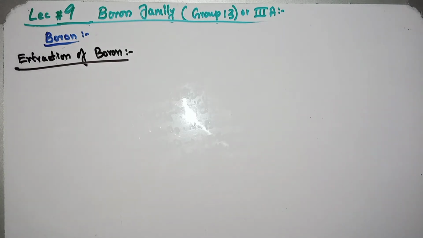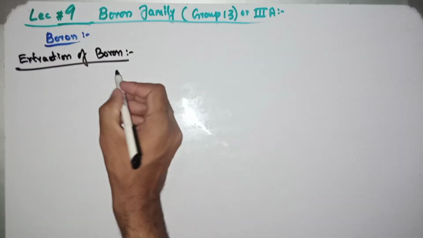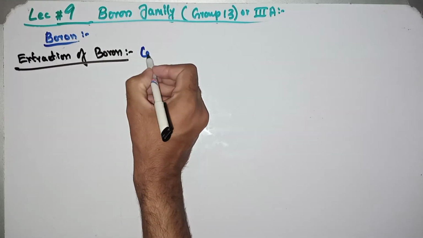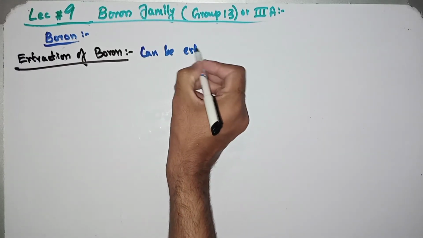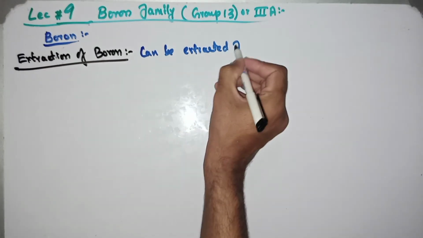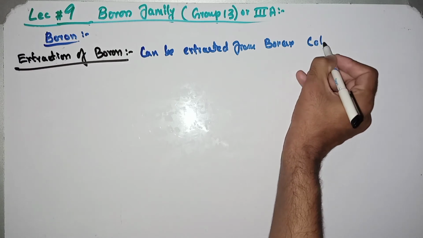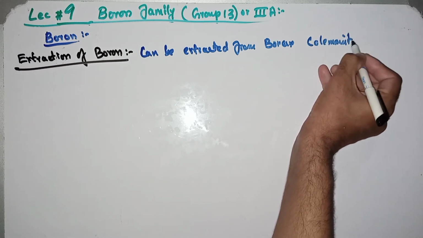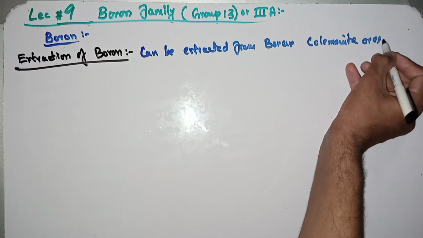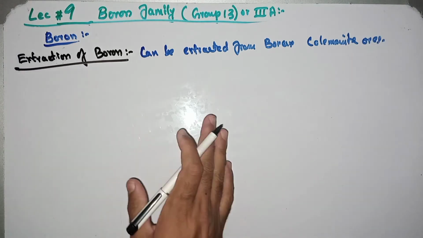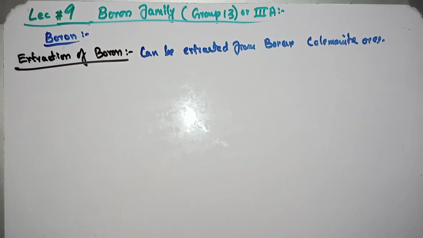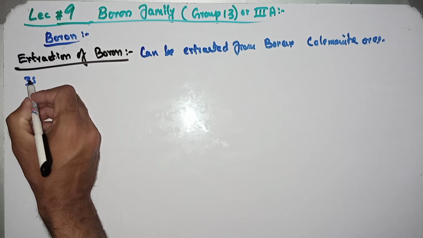Okay, let's start. Boron can be extracted from borax and kyanite ores. But how can boron be extracted? It can be extracted in 3 steps.